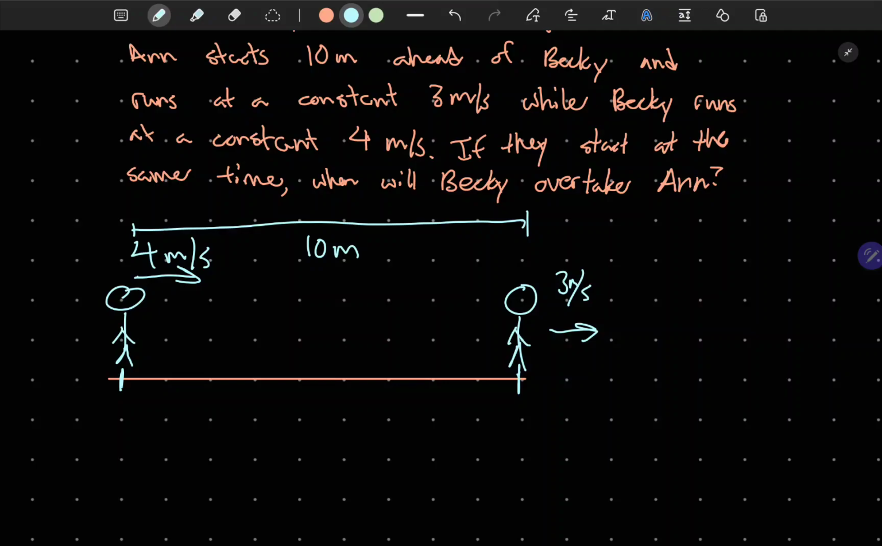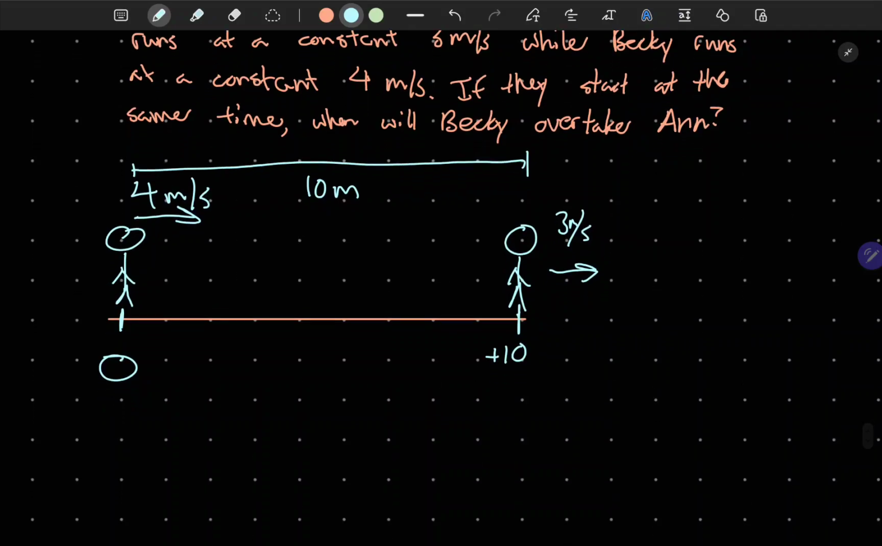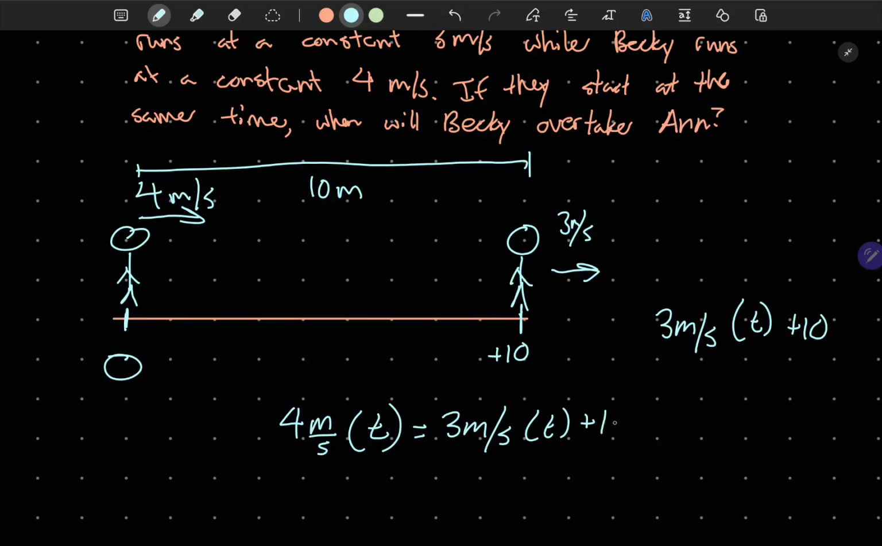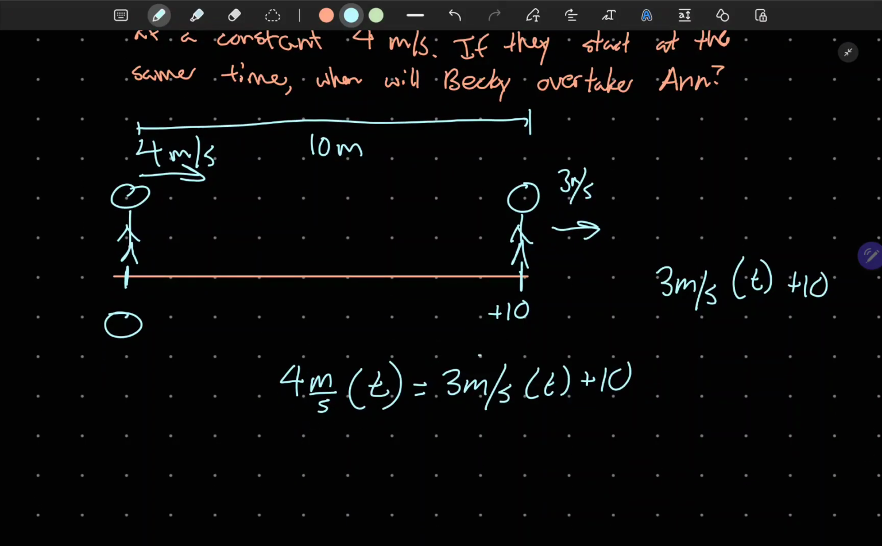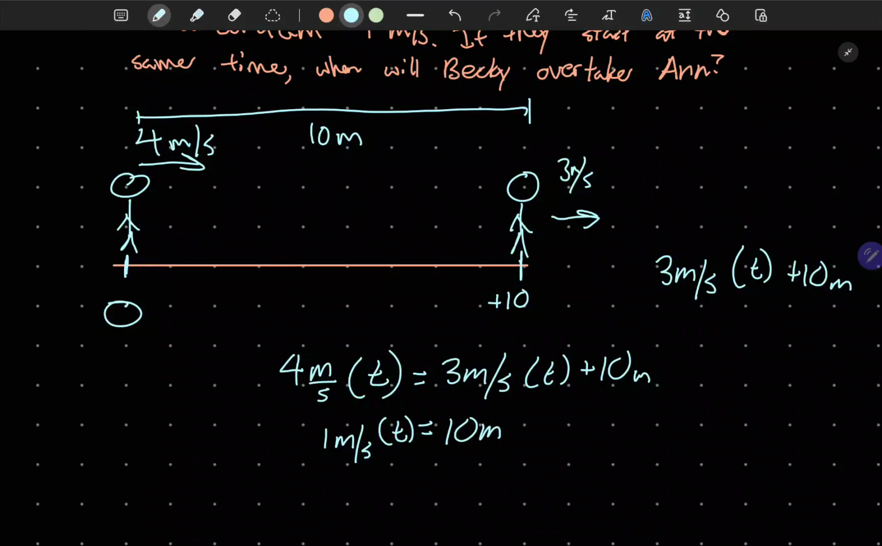So what we need to first do is model their motion with some equations. Let's take Becky's starting point to be 0 and Anne's to be plus 10. That means Becky's position is equal to 4 meters per second times t, while Anne's position is going to be 3 meters per second times t plus 10. We want to find the time when they end up at the same position, so we'll set these two equal to each other. Notice how we can subtract 3t from both sides. So this becomes 1 meter per second times t is equal to 10 meters. And if you just do the dividing of the units, we get t is equal to 10 seconds. And that is our answer.